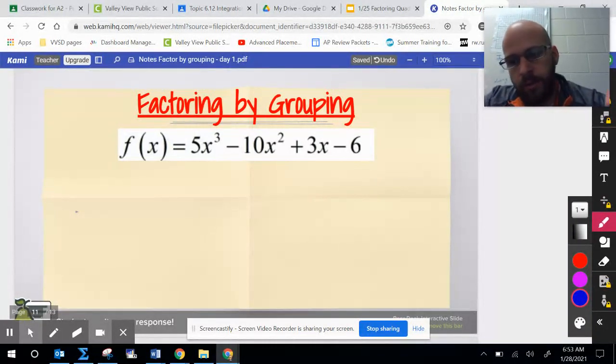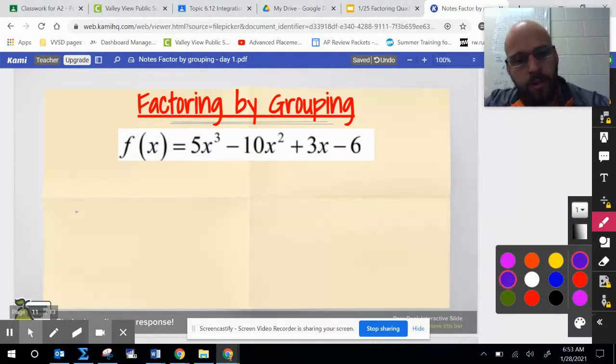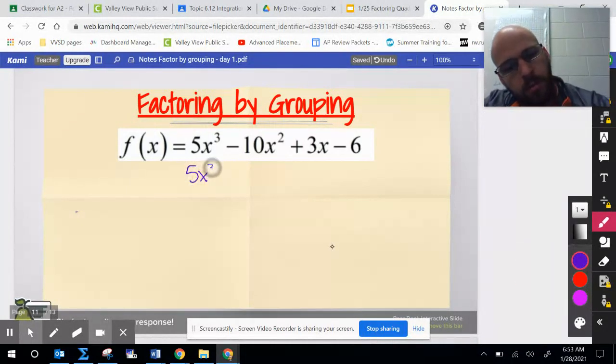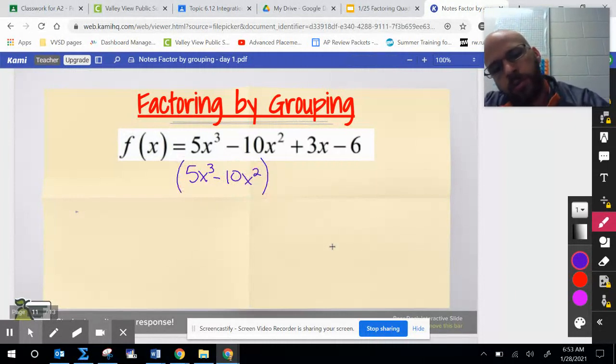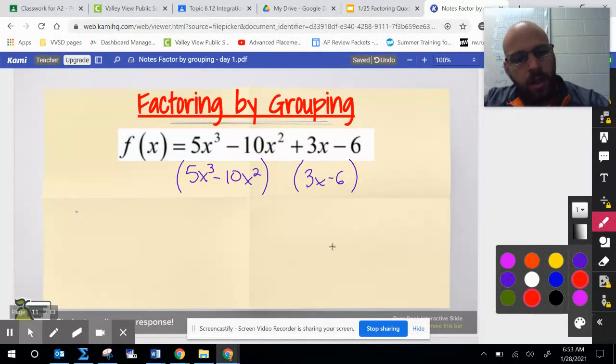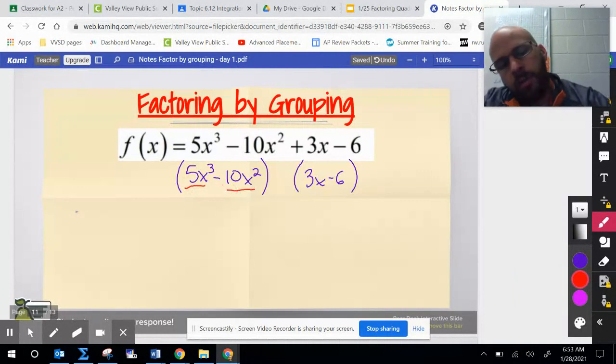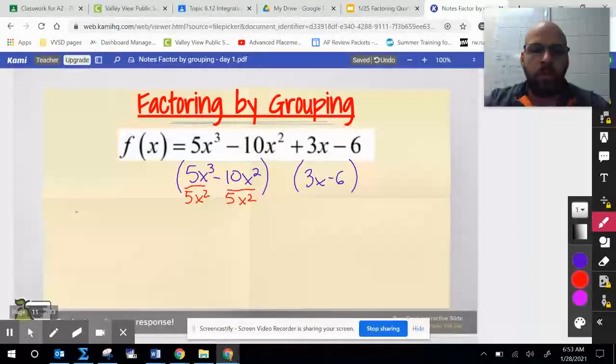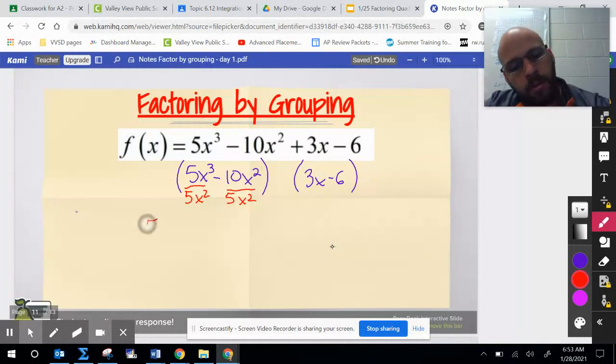But I like to write out, let me get my purple marker here, my problem. I group the first two terms. I group the second 2 terms. I'm going to take out a greatest common factor. So in this case, I can take out a 5. Both of these have at least 2 x's, so x squared. I'm going to write that greatest common factor out front.